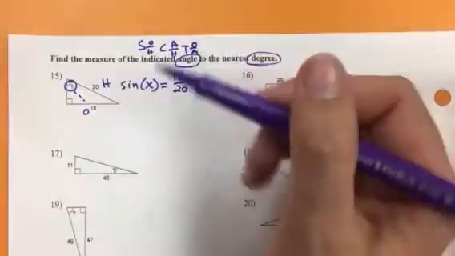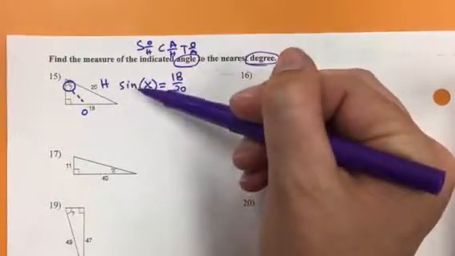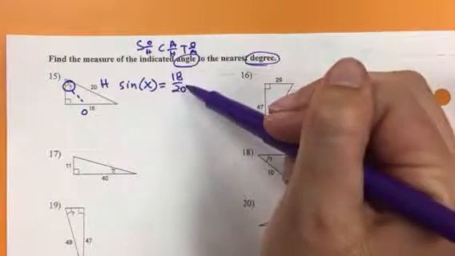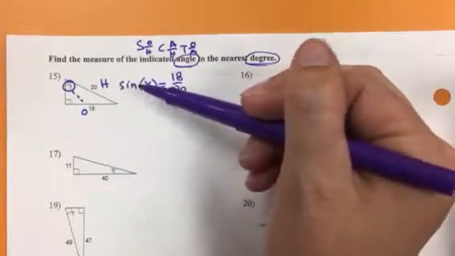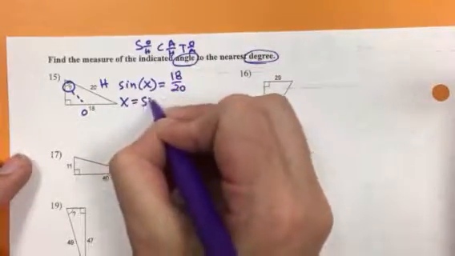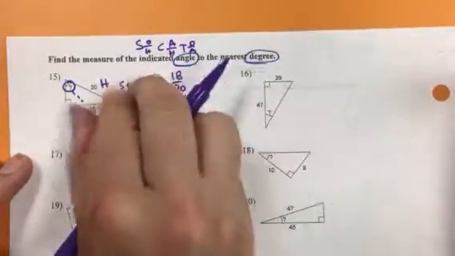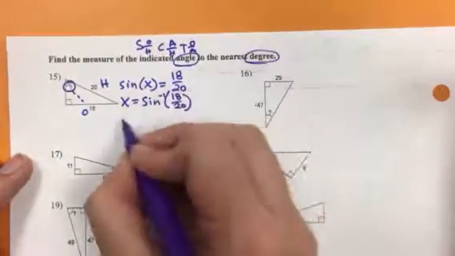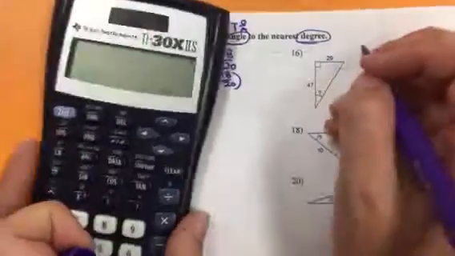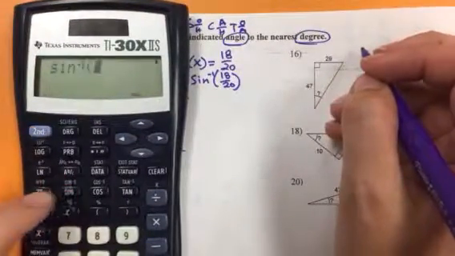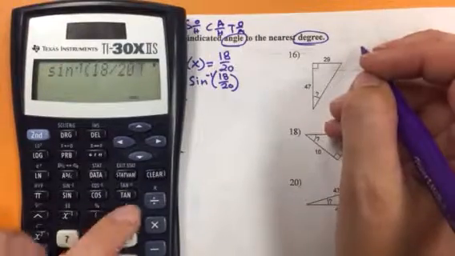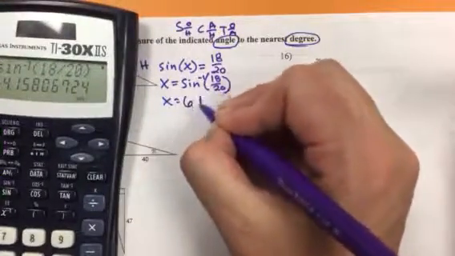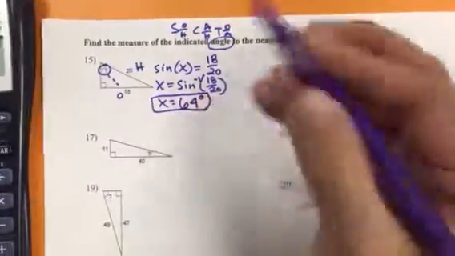Now, when we have this, we need to undo the sine so that it moves to the other side. If I divide, it would move the x with it. So to do the inverse of sine, it is sine inverse, and then when I move it over, those parentheses are now around the 18 over 20. And we can calculate that by doing second sine 18 divided by 20 equals 64.1, which rounds to 64 degrees for that missing angle.